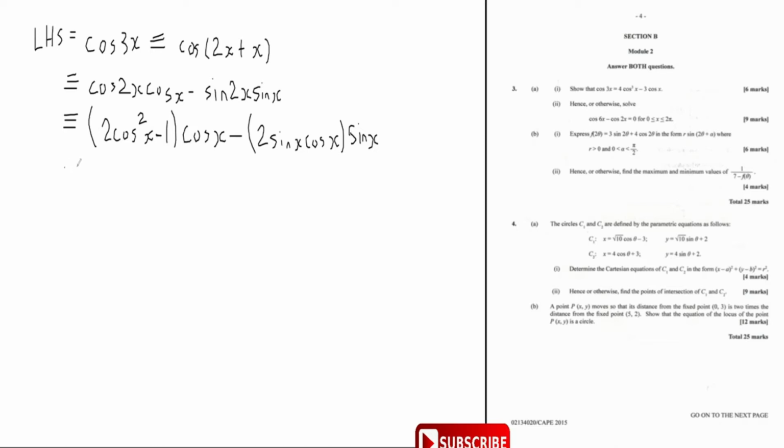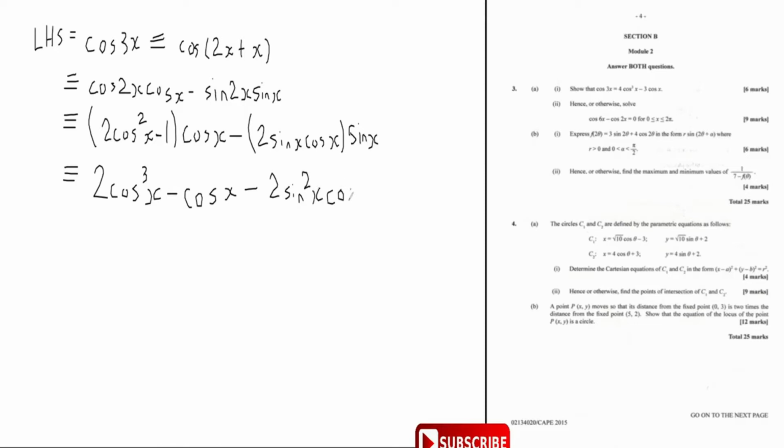And so what we do now is expand these out. Expanding through, we get 2 cos square x times cos x, which gives us 2 cos cube x, minus cos x times 1, which is cos x. Then minus 2 sine x cos x times sine x, which becomes sine square, because sine times sine is sine square. So it becomes 2 sine square x times cos x.